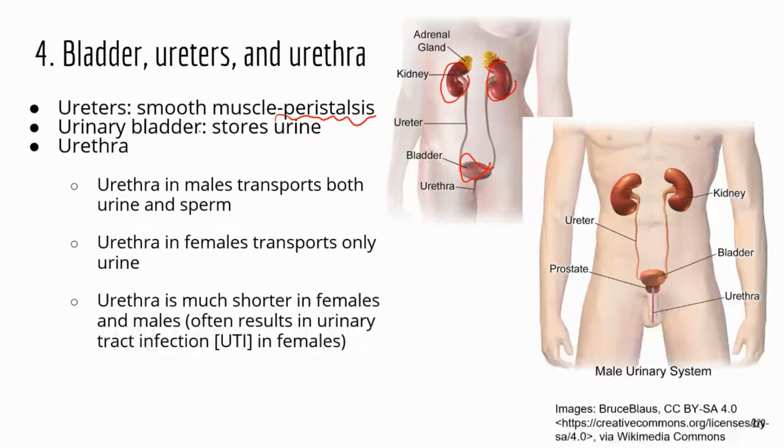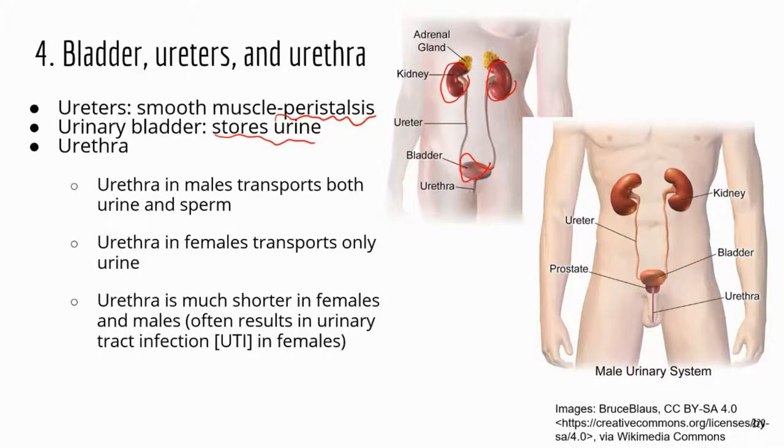The urinary bladder stores urine. We talked about how the bladder is under the control of two sphincters. The external is voluntary, you can consciously control it. The internal, which is made up of smooth muscle, is under involuntary control. You cannot consciously control that. But both sphincters will have to be open for the urine to come out of the bladder.